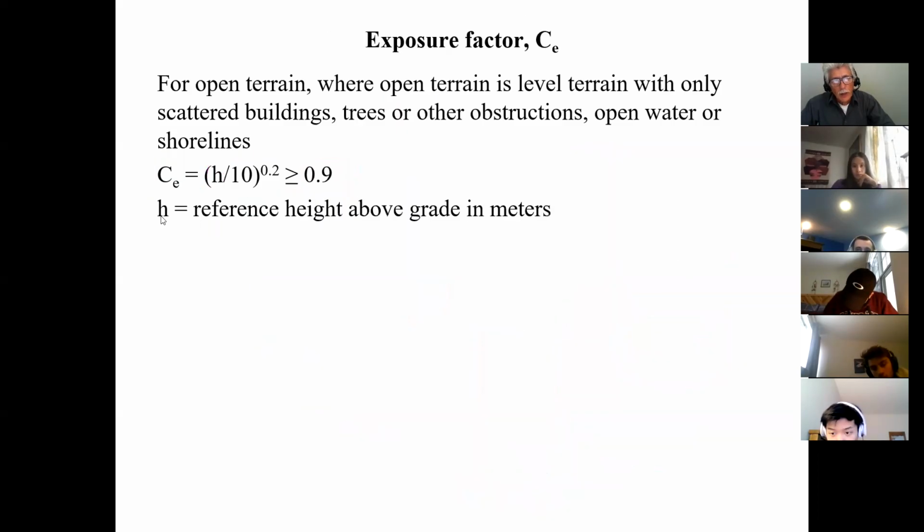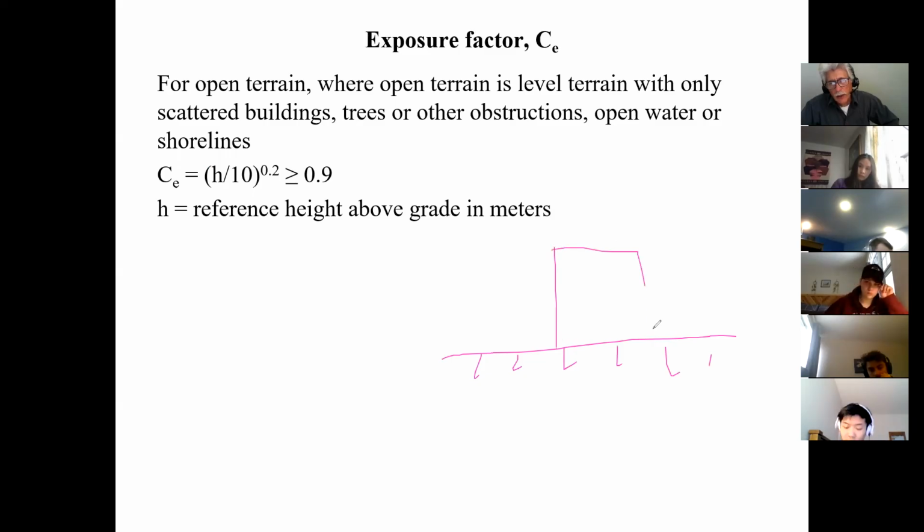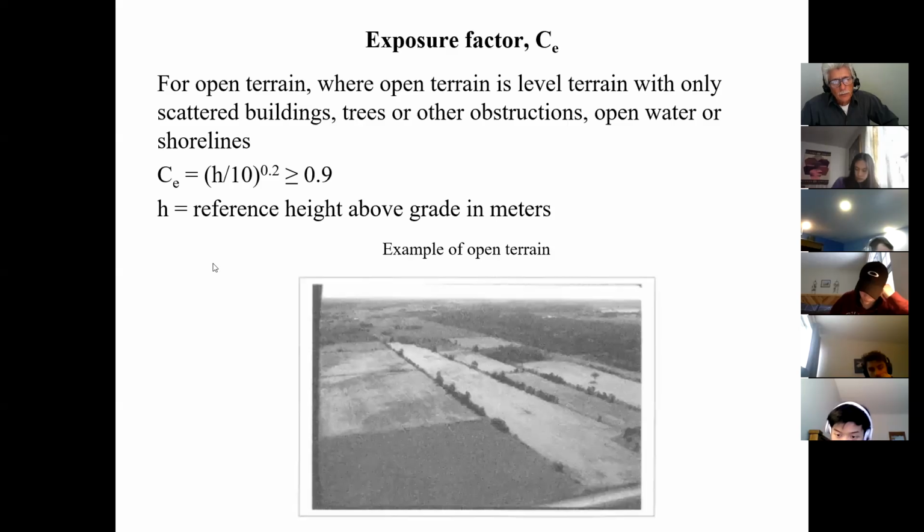Now, H is the height above grade in meters, and I want to stress that. When you're using this equation, what they mean by grade is where the ground is, and H would be the height above grade, in meters. So that's what they're saying. That's your height. Now, this is an example of open terrain, guys.